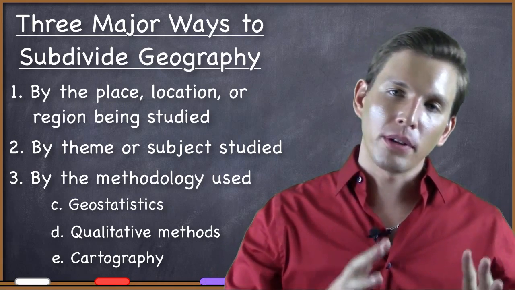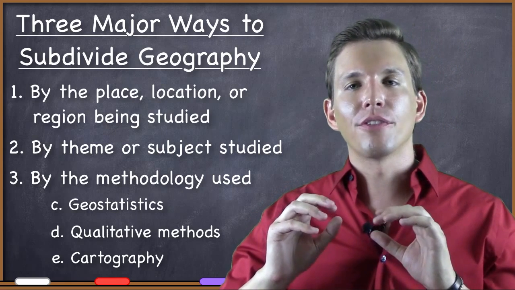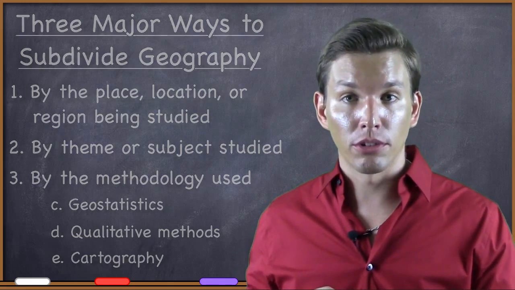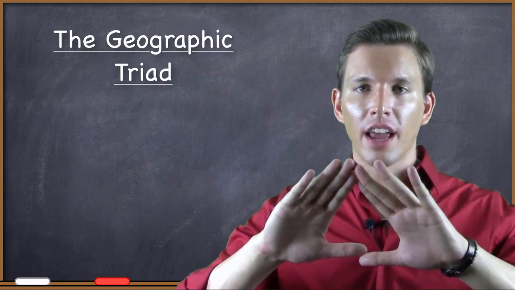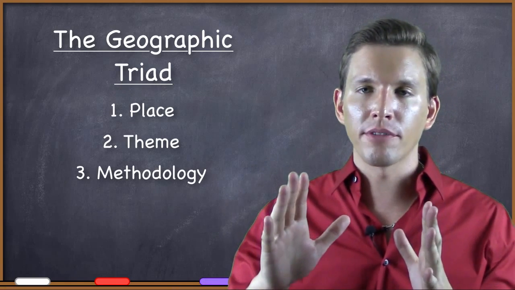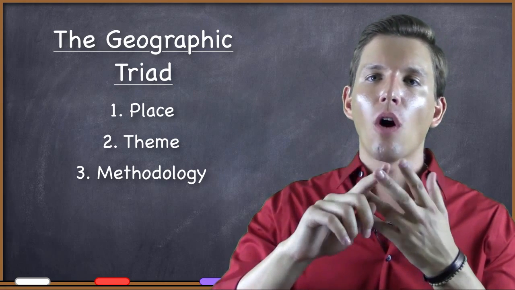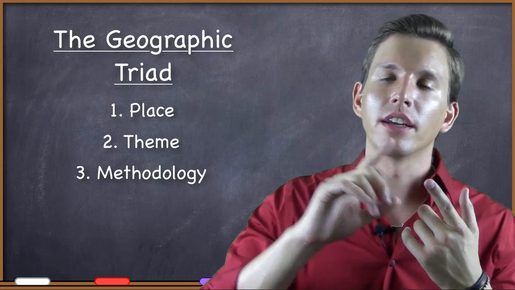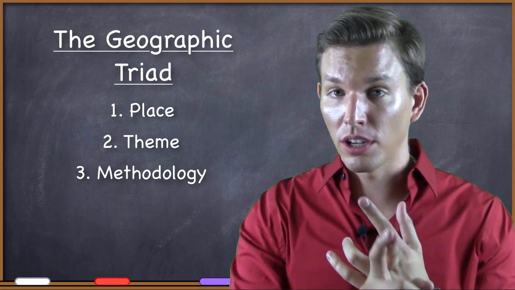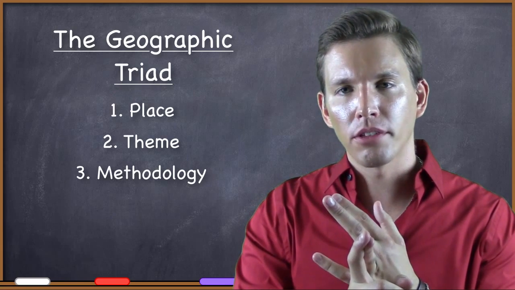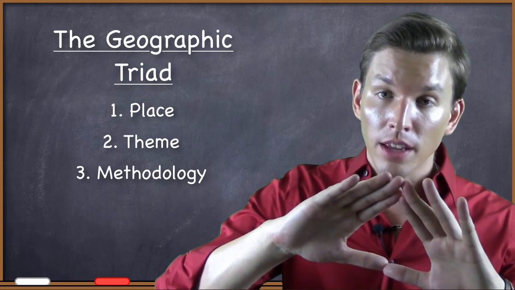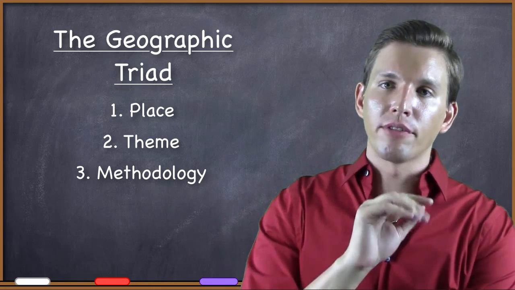So those are my three major ways that you can subdivide geography in the round and broadly speaking. You can talk about different places and different regions. You can talk about different thematic or subject specialties, and you can talk about different methodological specialties. And when you put all three of these things together, I call these three things the Geographic Triad, because so many geographic studies, if you want to create one, involve all three of these things. You're going to conduct the study in a particular location. You're going to be studying a particular subject, a particular theme, and you're going to be using some particular methodology. So really it's when you put together location, subject or theme, and methodology that you've got a geographic study.